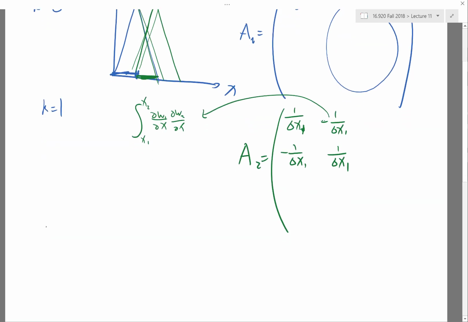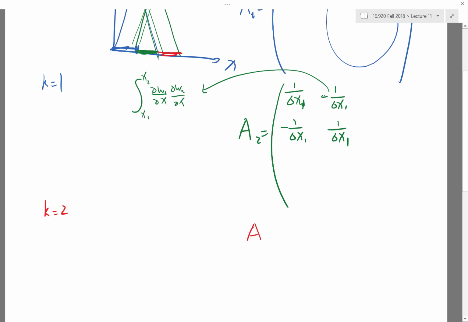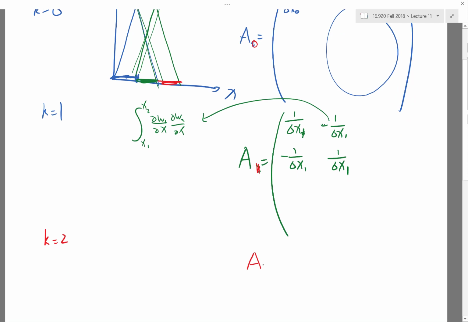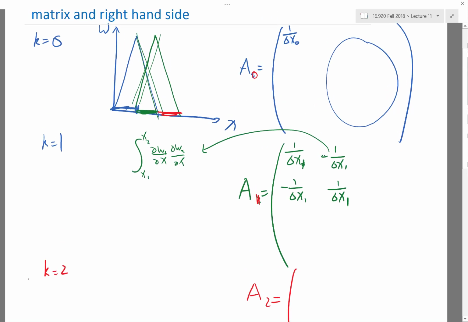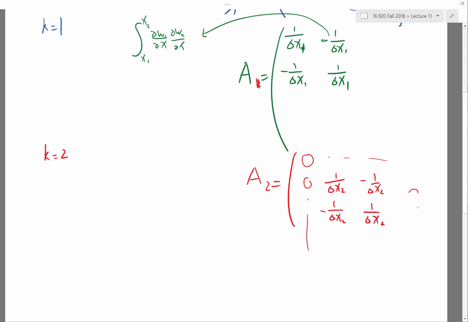And when we go to k equal to 2, we are now looking at this element. This is A0, this is A1, this is A2. For A2, the first basis function is completely 0 in the red element. So we have 0 in the first row and first column. And starting from here, we get non-zero: 1 over delta x2, minus 1 over delta x2, minus 1 over delta x2, and 1 over delta x2. The rest is going to be 0.